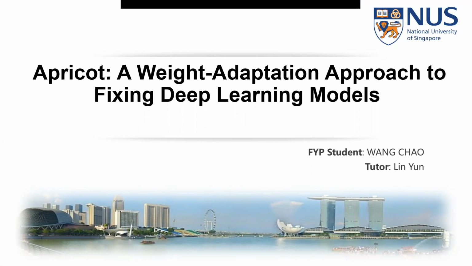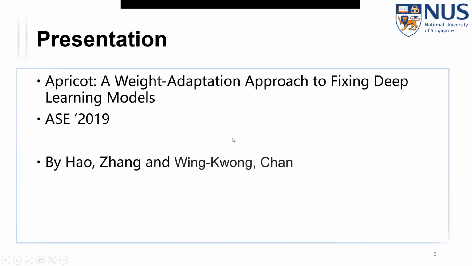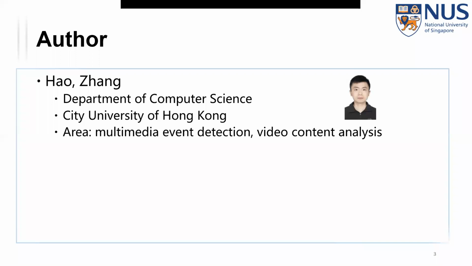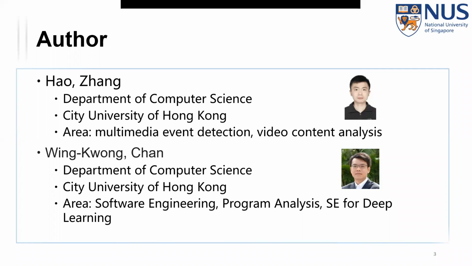Okay, so today I will present a paper named Apricot, a weight adaptation approach to fixing deep learning models. It's on the ASE 2019, and it's by Zhang Hao and Chang Wing Kong as the authors. They are both from City University of Hong Kong, from the Department of Computer Science. For Zhang Hao, the area he works on is multimedia event detection and video content analysis. For Chang Wing Kong, his area is software engineering, program analysis, and software engineering for deep learning.